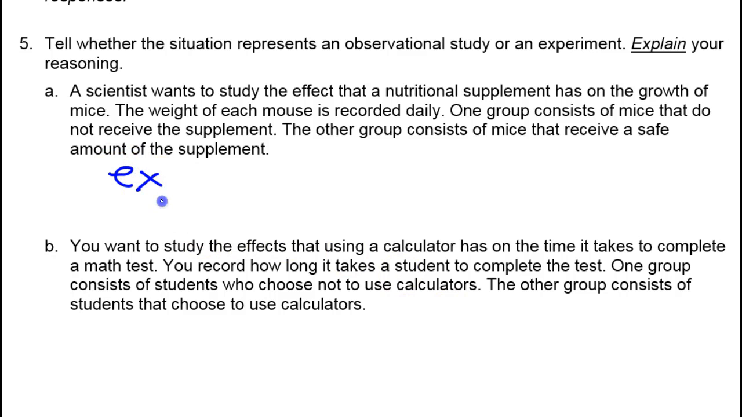I don't have time to write all that down, but you're supposed to say why as well. It's an experiment because the researcher controls whether or not the mice get the supplement. That's what you would write down. Now, obviously the other one's probably going to be an observational study. So let's read it and see what an observational study sounds like.